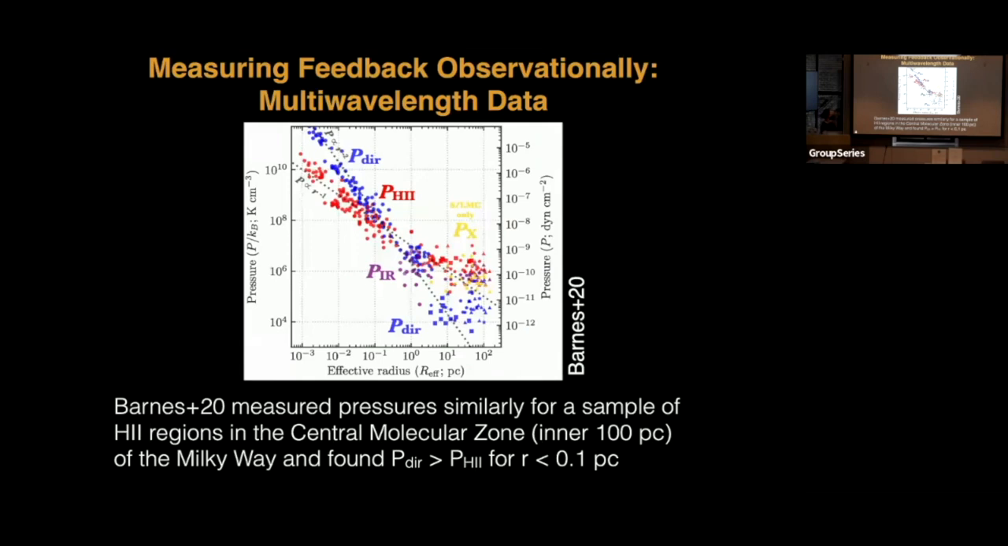Since then, a few other groups have done similar analysis on different samples. One example is Ash Barnes et al. in 2020, who did a similar pressure analysis for H2 regions in the central molecular zone of the Milky Way, the inner 100 parsecs. He measured the direct radiation pressure and the warm gas pressure, and compared it to my sources from the Magellanic Clouds on the bottom right. He found a similar trend, where the radiation pressure dominates and then there is a transition point where the warm gas pressure takes over.